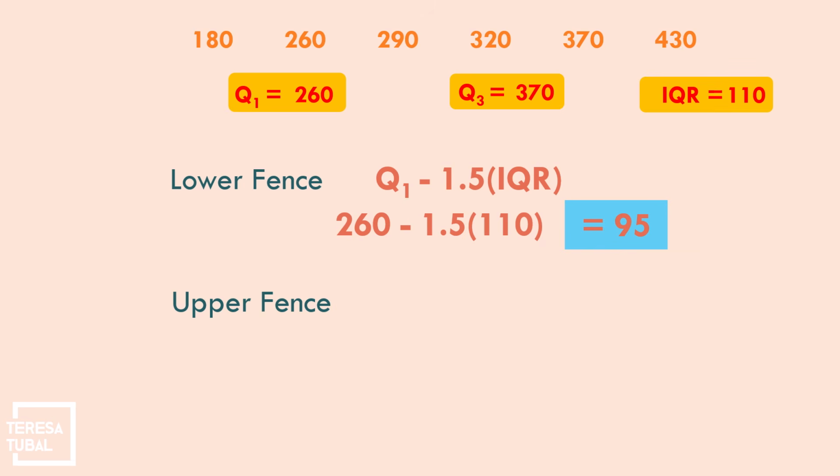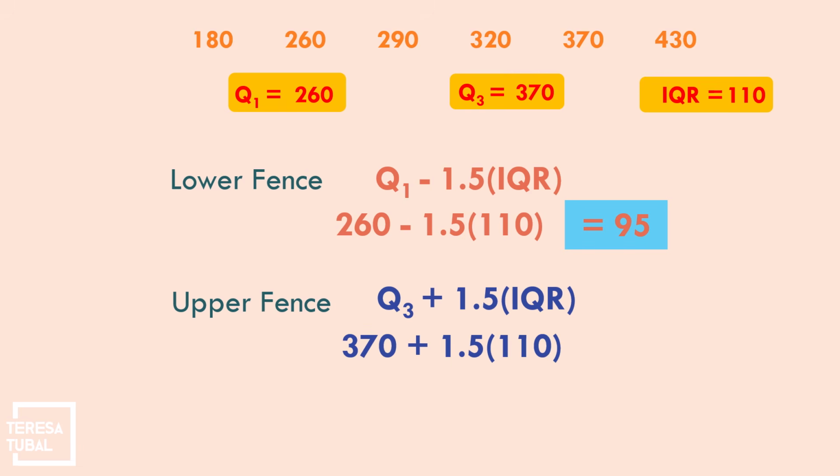The upper fence formula is quartile 3 plus 1.5 times the interquartile range. Our value for the quartile 3 is equal to 370 plus 1.5 times 110. So if we multiply 1.5 times 110 plus 370, the answer for the upper fence is equal to 535.